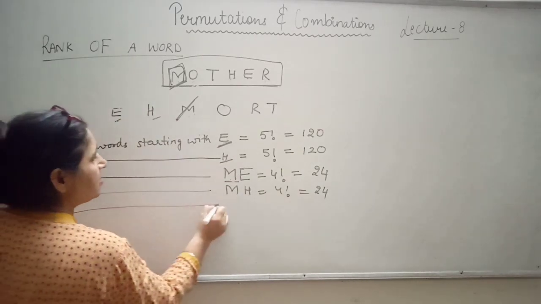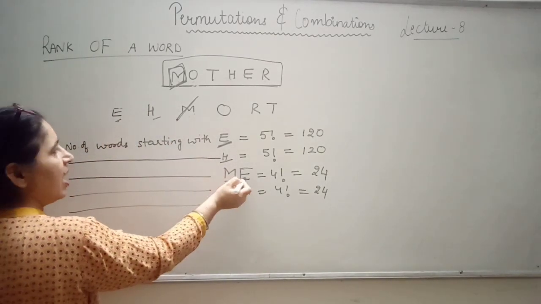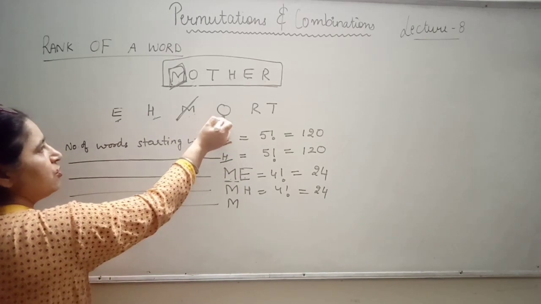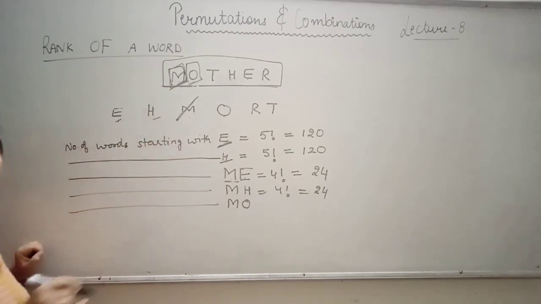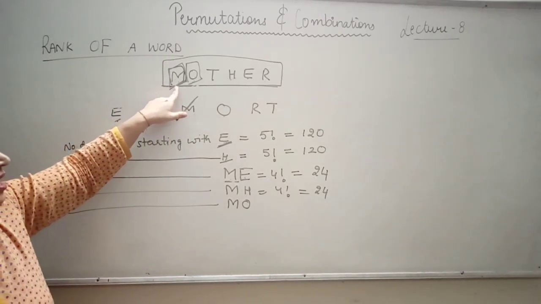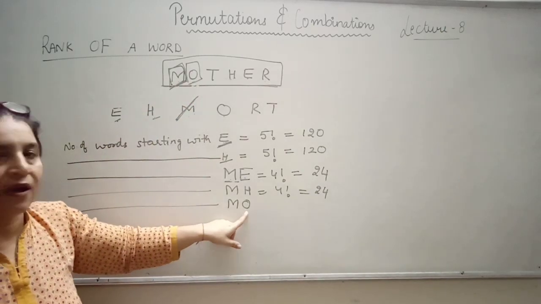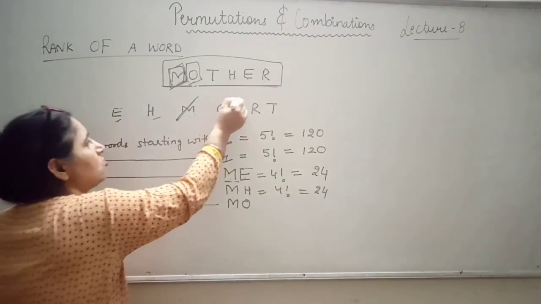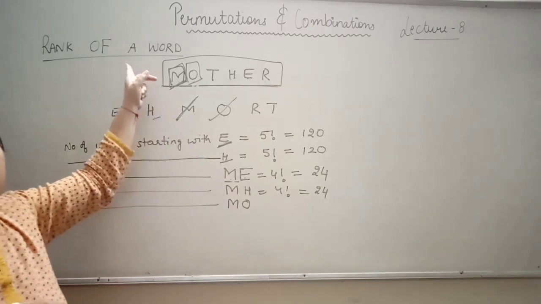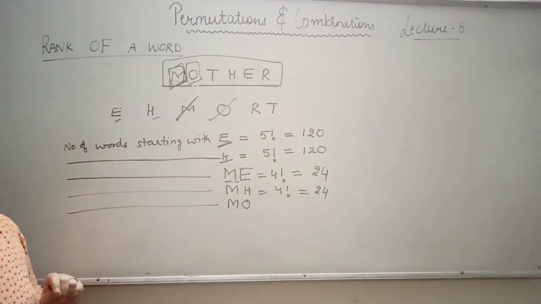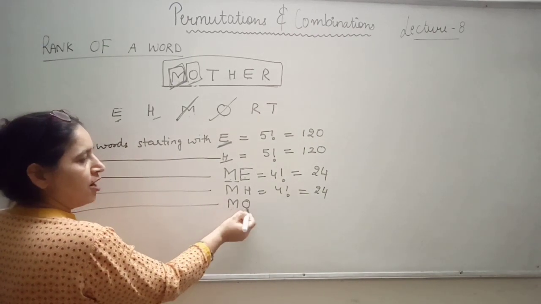Now again the words starting with M. I have used E. I have used H. Now I will use O. O, yes, it is again there. I have got it. And along with M, there is the next letter, that is O. And here also M and then O. So cut this O also because it has taken its position, whatever is there in our required word whose rank we have to find. So M O. M and O are now fixed.